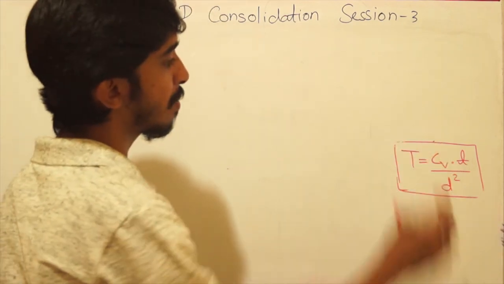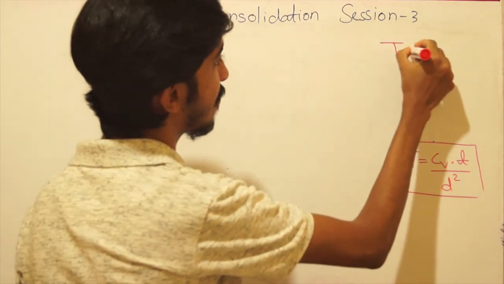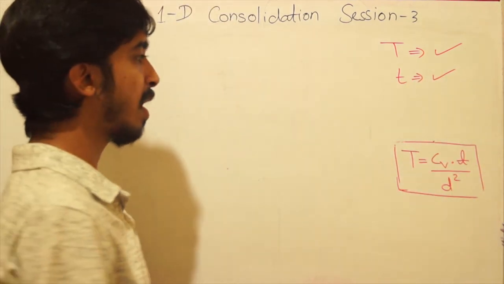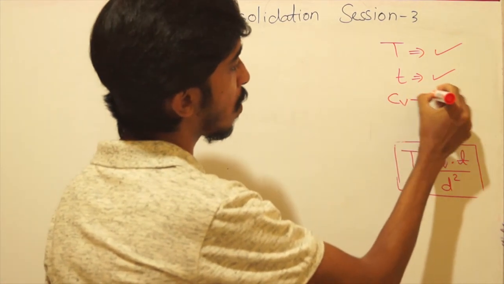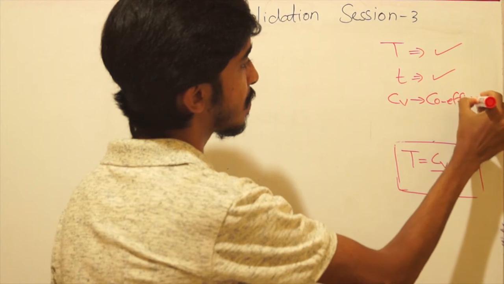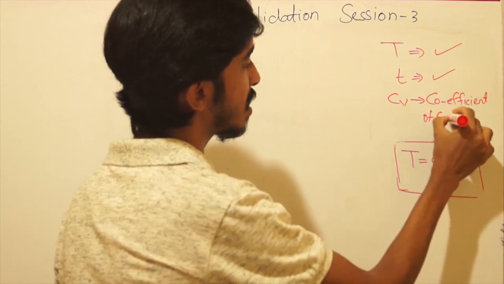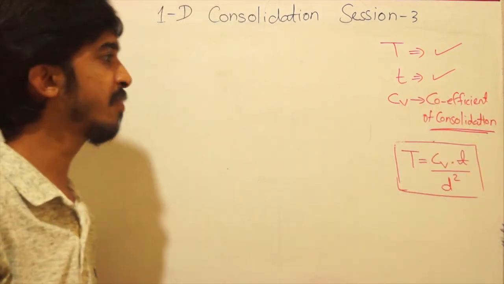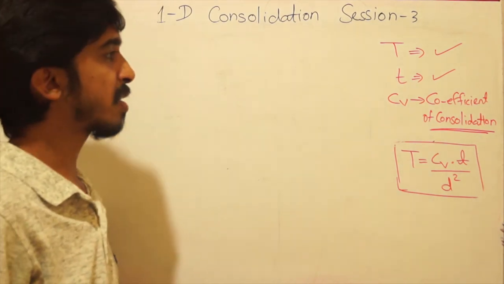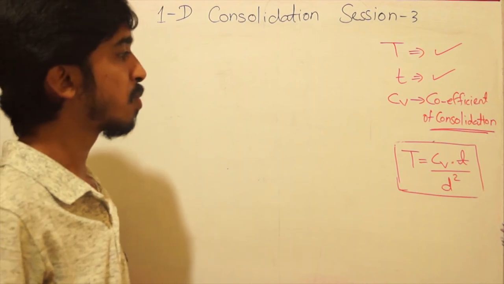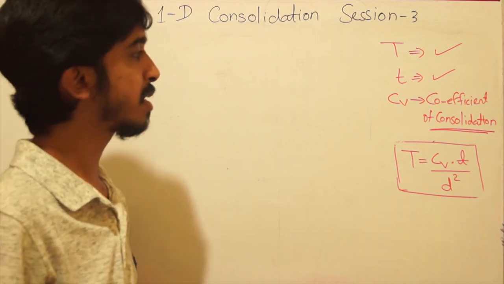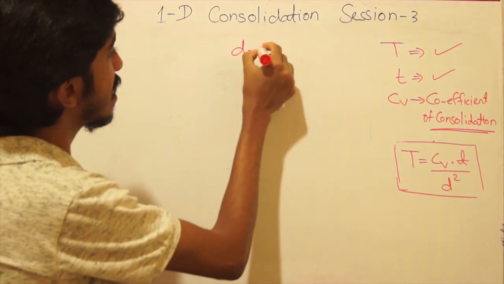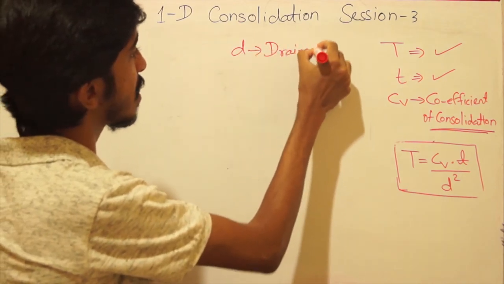so here there are three main components. We already know time, how to find time factor. We already know how to find the time from the Casagrande or Taylor's graph. Cv, that is coefficient of consolidation. So this represents the rate at which the consolidation is happening. This is a coefficient which sometimes it's not a constant value, it changes. So whoever has performed the one-dimensional consolidation test, they know this value changes. And the last one, the D, that is the drainage path, the length of the drainage path.